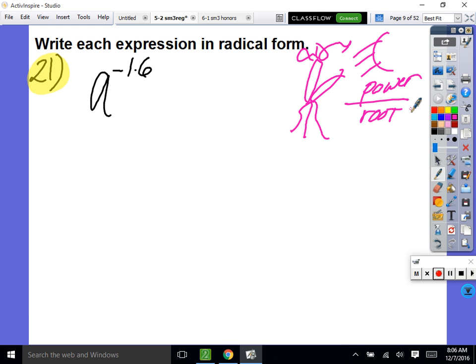All right, so look at 21. We have a to the -1.6. Well, first of all, this isn't a fraction, so we don't know the power or root. So everybody in your calculator type in -1.6. You're going to have to hit enter. Let's all do it. -1.6, hit enter. Then hit math, enter, enter. Change it back to a fraction.